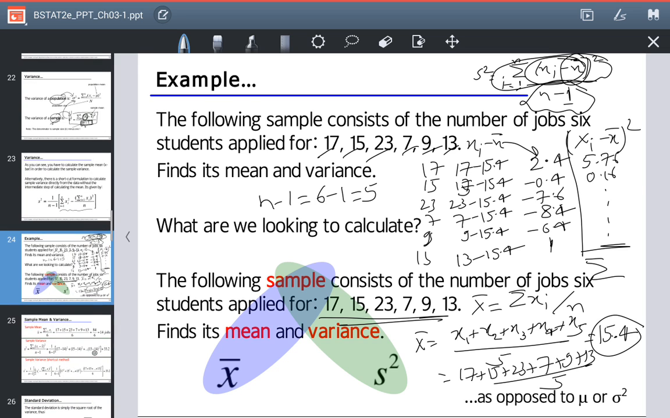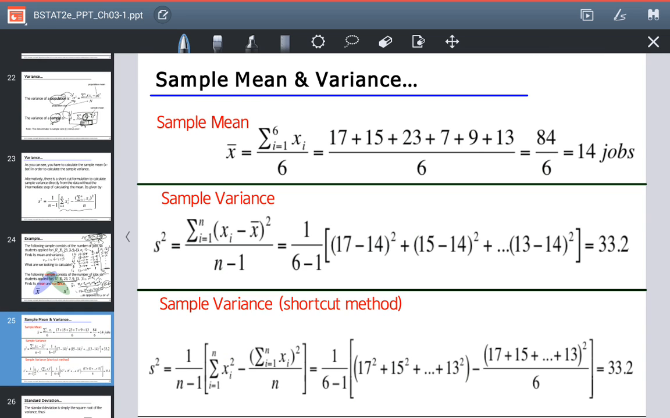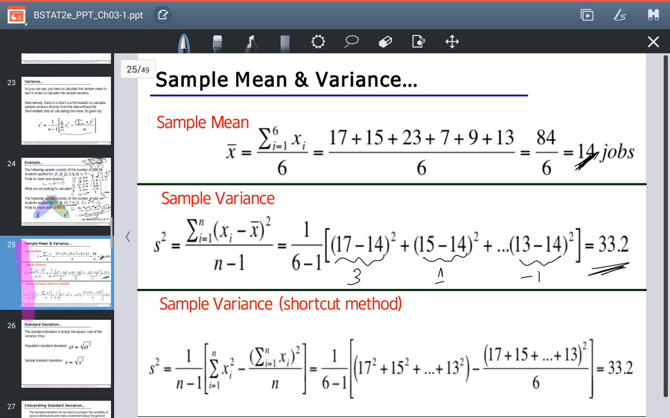So let's look at the results. I think that will make more sense. Again, I was kind of wrong here, so that's why I told you guys to watch the math. Always be very cautious. So 14 jobs, that's the x bar. You find the deviation. So this is 3. You find this as 1. This is minus 1. Take the square, and you find the variance as 33.2.